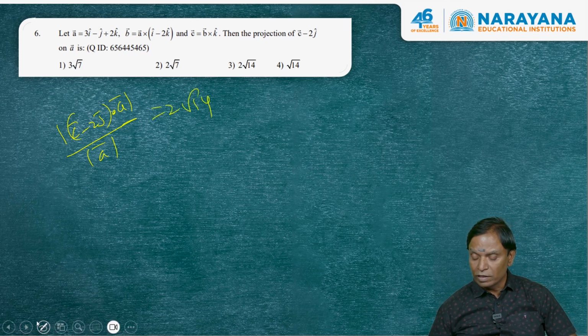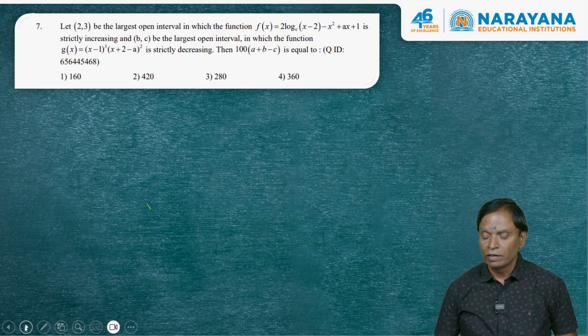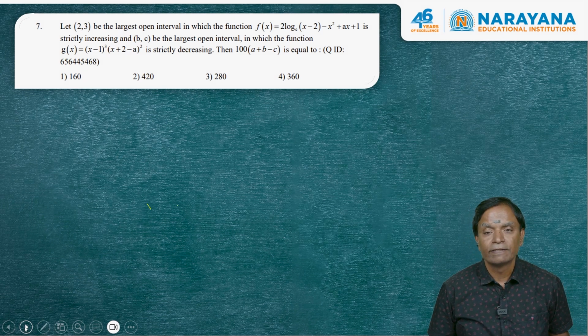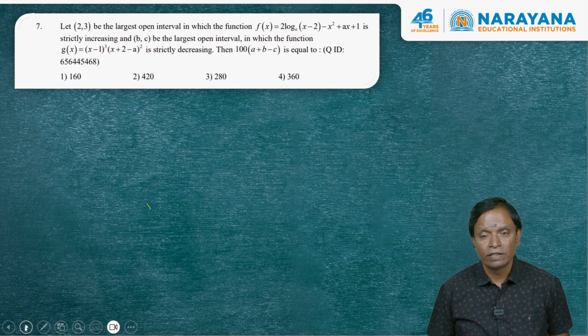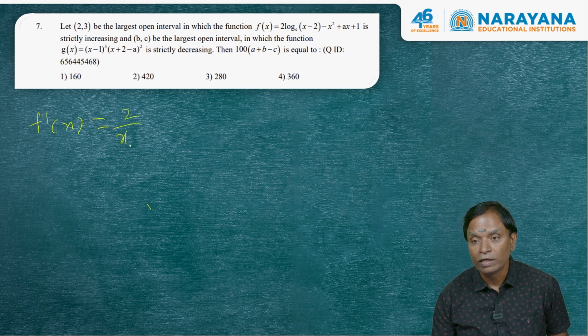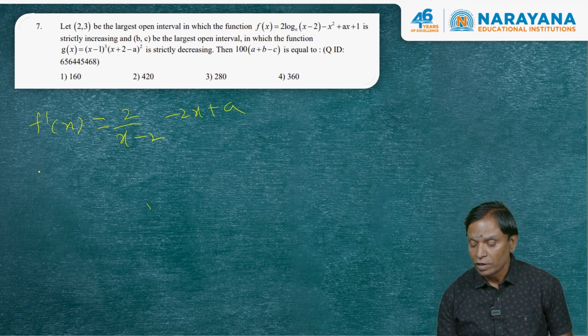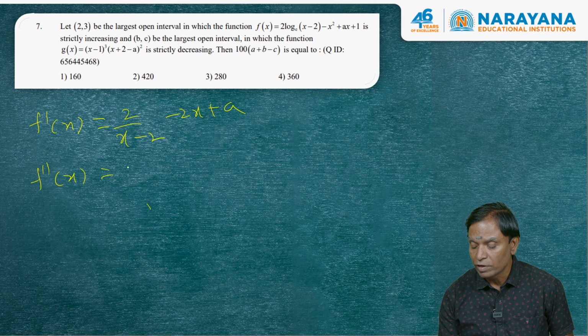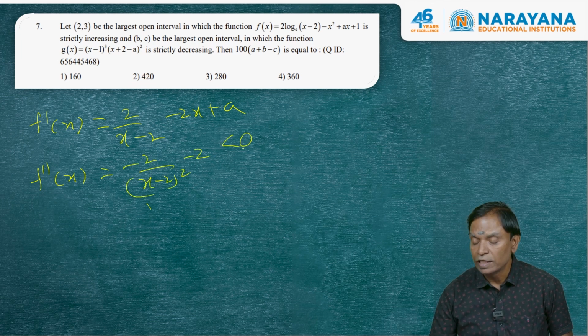Okay, we'll go to the next problem. You are given function f(x) is increasing in that interval. Good. g(x) is strictly decreasing in that interval. Then you are asked to find the value of 100 times (a + b - c). So if you look at f'(x), your f'(x) will be nothing but 2/(x-2) - 2x + a. So you can observe your f''(x) is -2/(x-2)² - 2, which is less than 0.